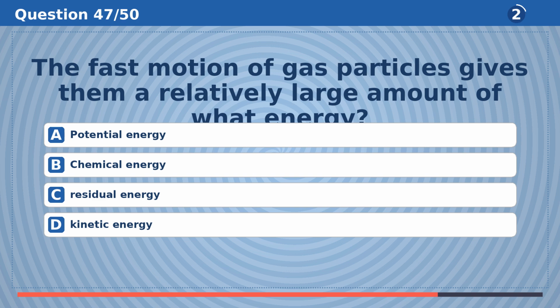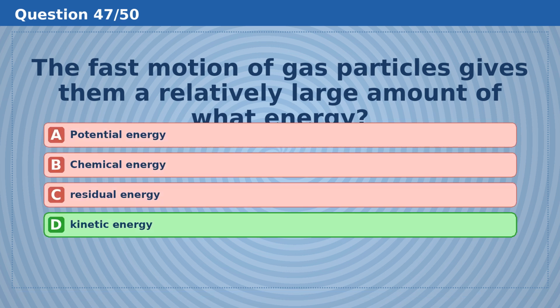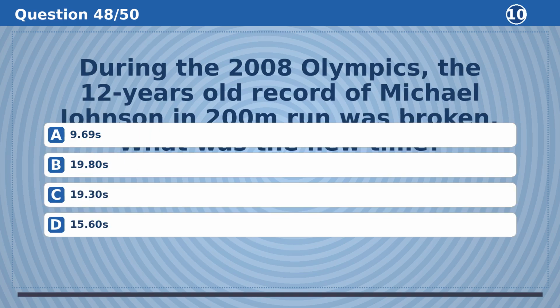The fast motion of gas particles gives them a relatively large amount of what energy? The answer is D. Kinetic energy.